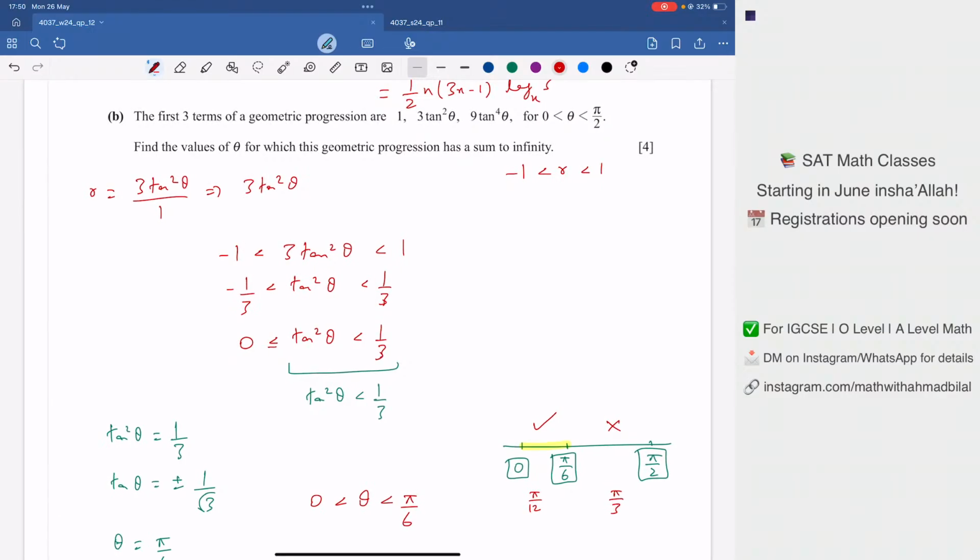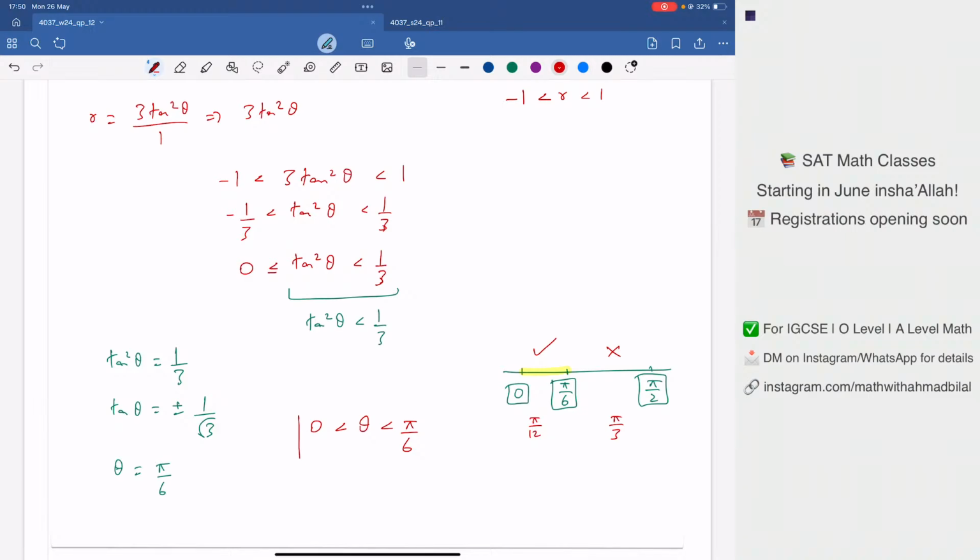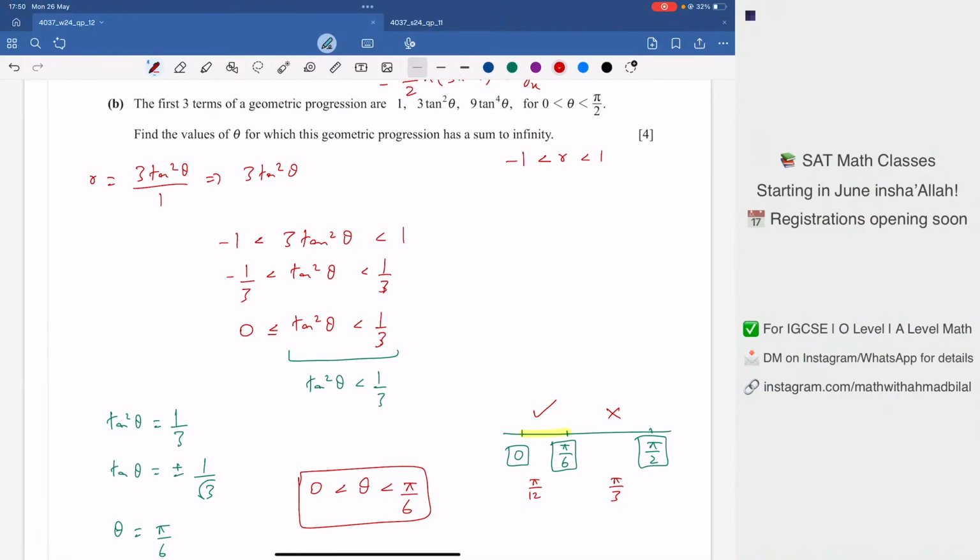Now 0 in this case could be included, but that will actually make the whole GP all zeros. So that will not be possible. In fact, 0 is not even included in the original interval that they've given. Okay, so we say it's between 0 and pi over 6, and that's the value of theta that we're getting. The possible values of theta that we're getting, theta should be between 0 and pi over 6 for the sum to infinity to exist.